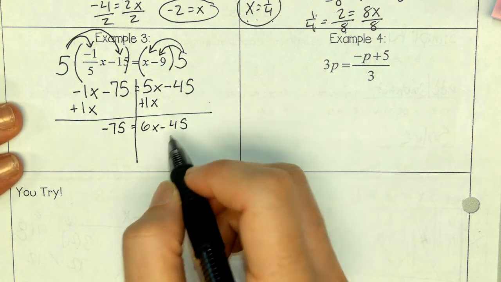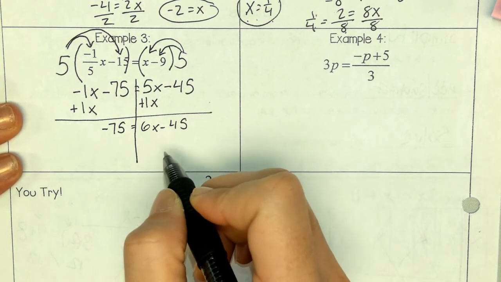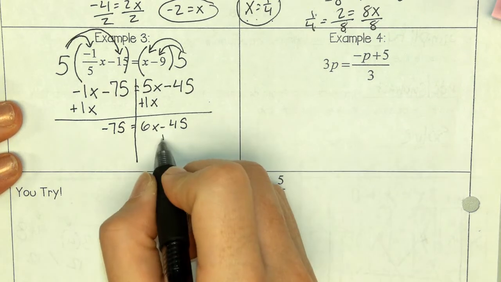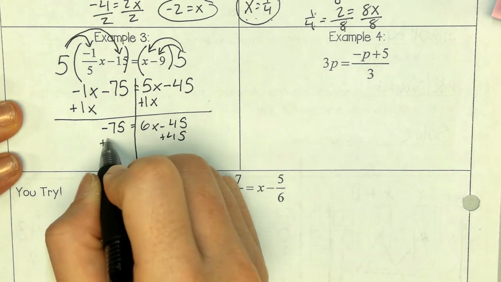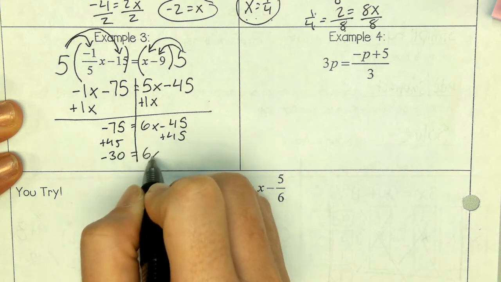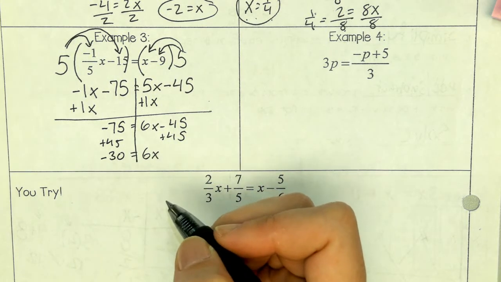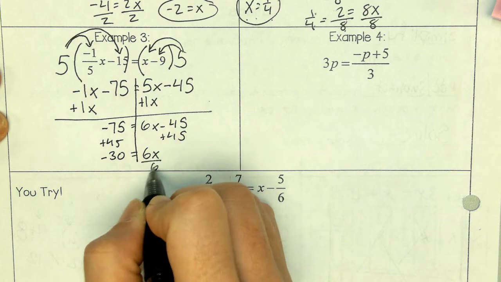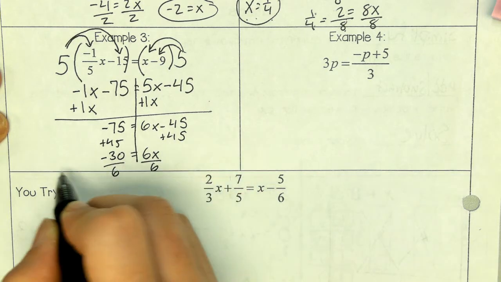Then what do I do? Good, Noah. Add 45 to both sides. -30 equals 6x. And our last step will be dividing by 6.